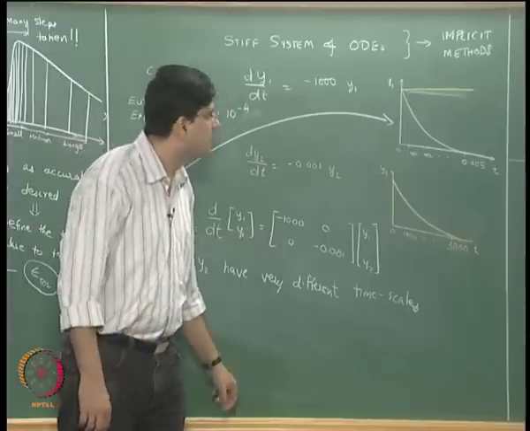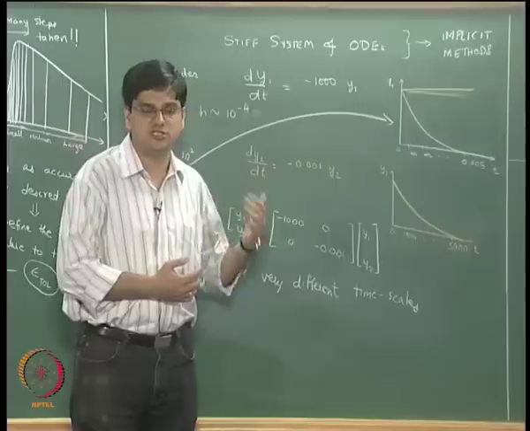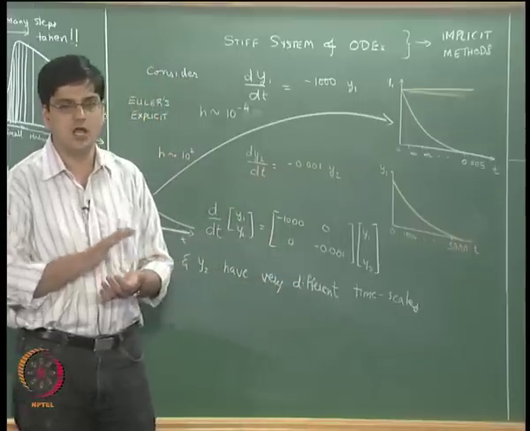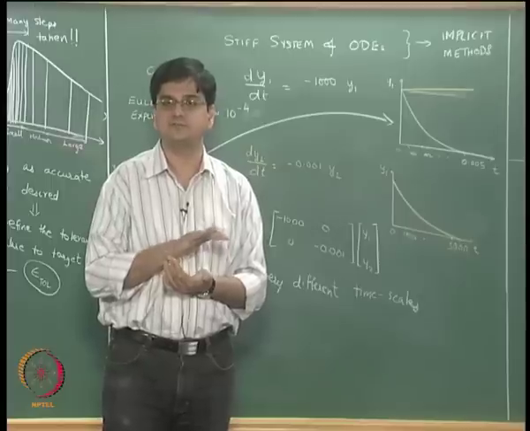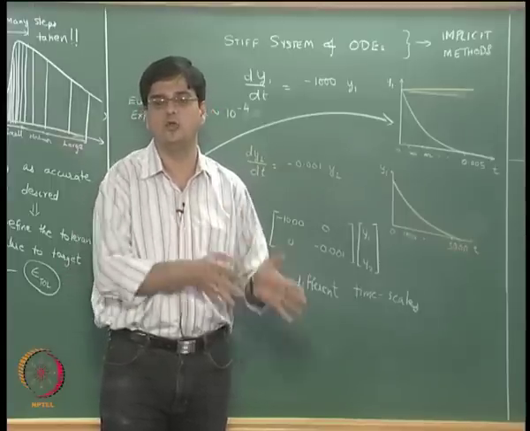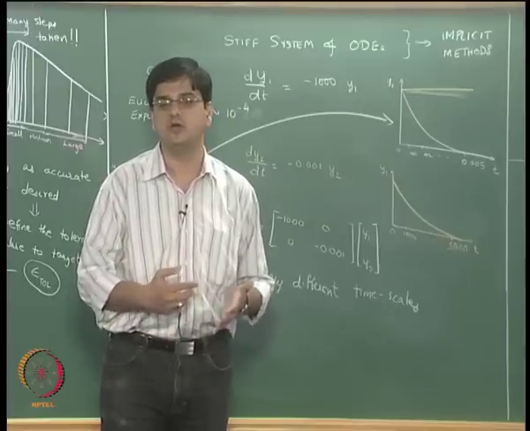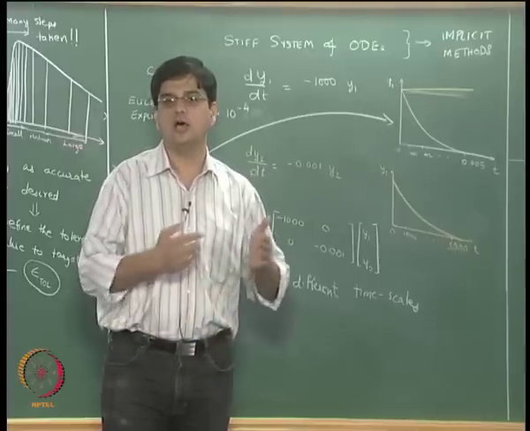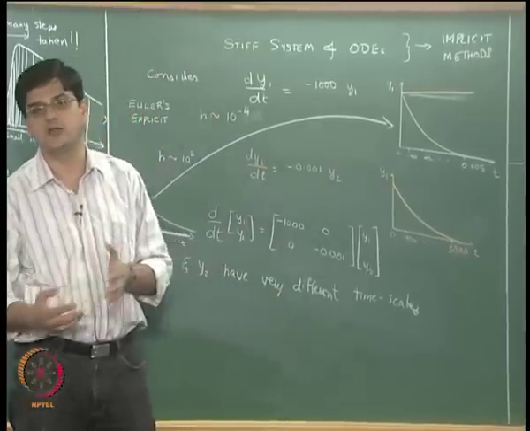So this is essentially all I wanted to talk about the stiff system of ODEs. We finish off the lecture over here. What we have done is we started off with talking about the global and local truncation error, and saw where the genesis of global and local truncation error comes about. Then we talked about the Richardson's extrapolation method in order to get a more accurate solution.